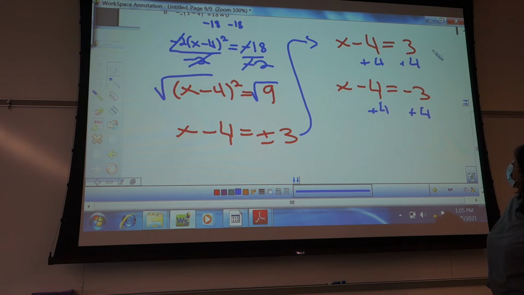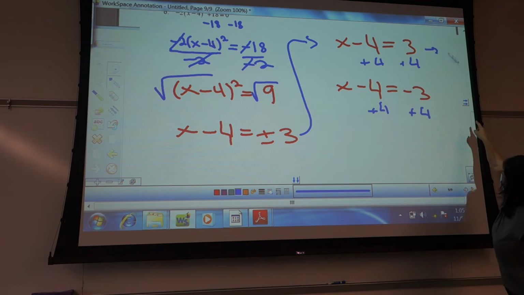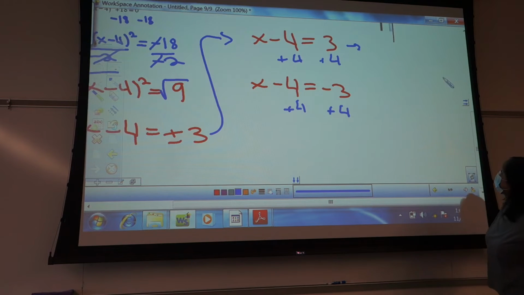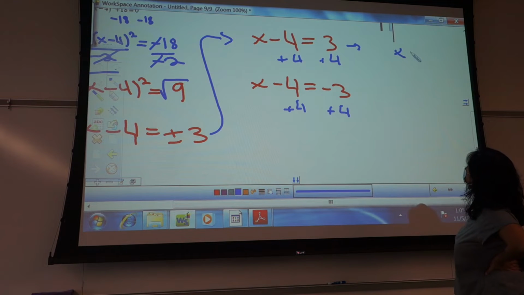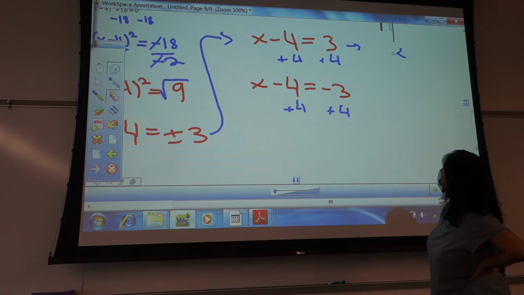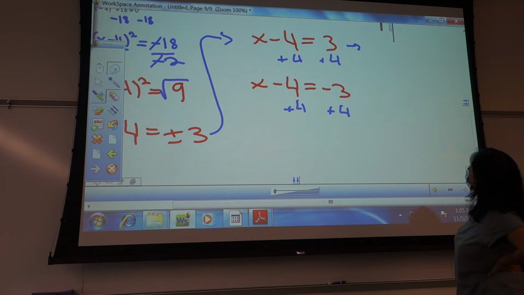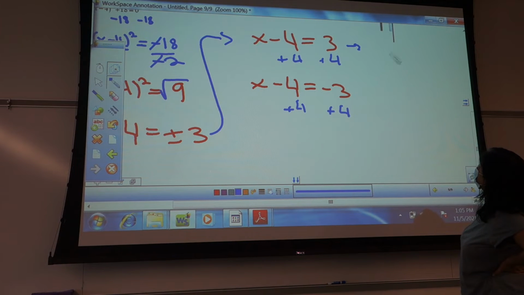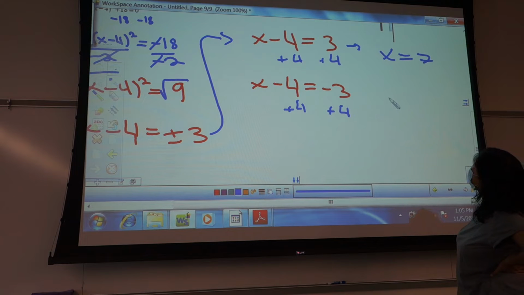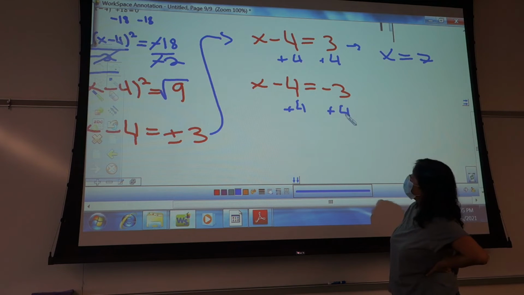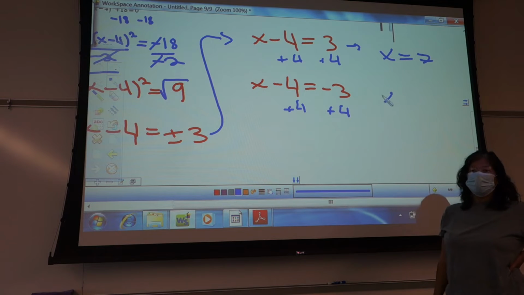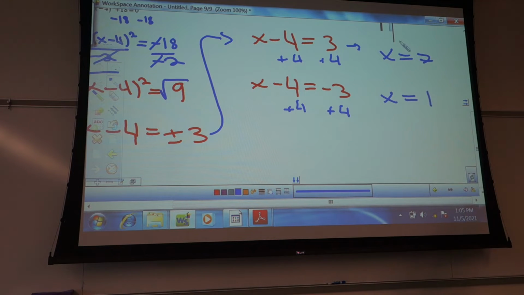For this one, if you hit the right arrow, and then the eraser. So then this one will be x equals 7, and this one comes out to x equals 1, since -3 plus 4 equals 1. Great.